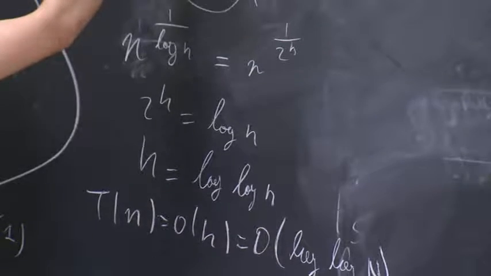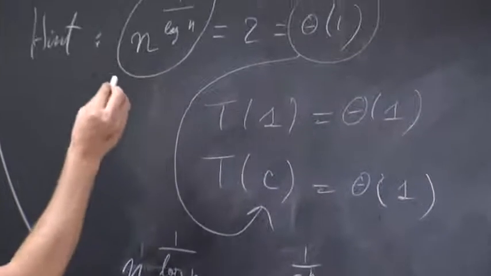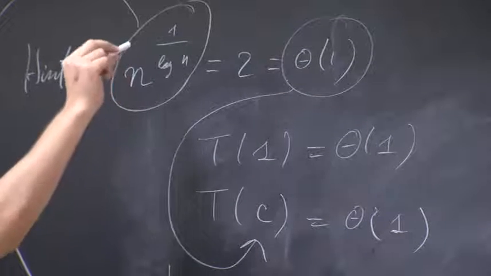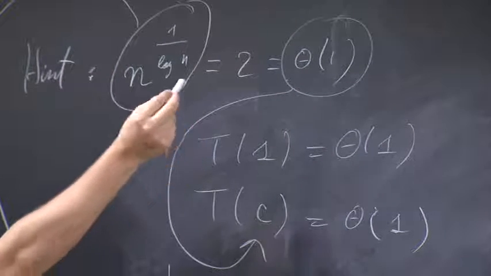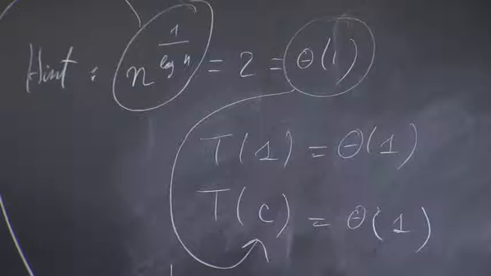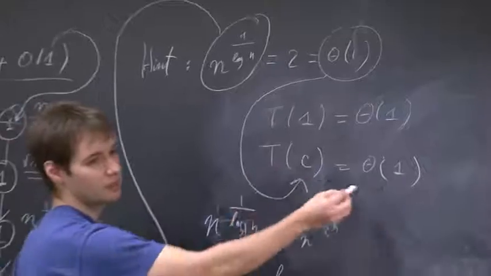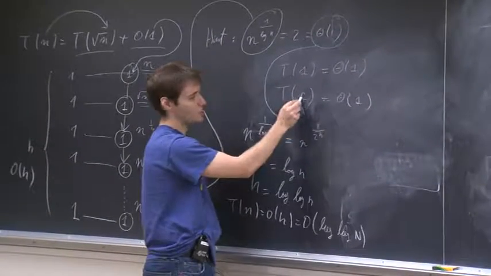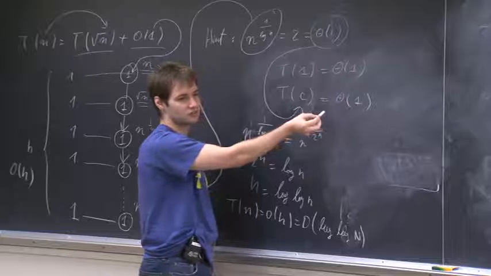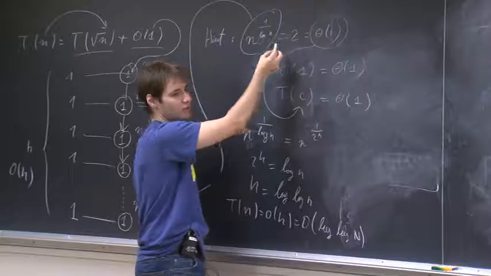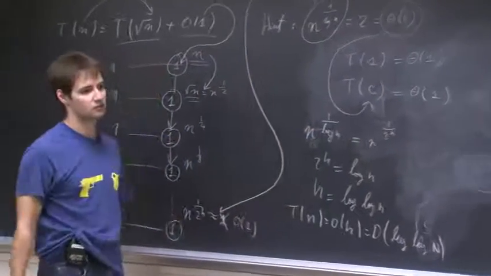The first line on the right? This? Yeah, is that your base? Wait, what is that? So we got a hint with the problem that said n to the power of 1 over log n is 2, which is order 1. So for the base case, we always want them to look like this. If we don't get a base case, we write our own base case, which is if you plug in a constant, you're going to get a constant. And since we're told that this guy is a constant, that's a pretty good hint that we want to get to it.